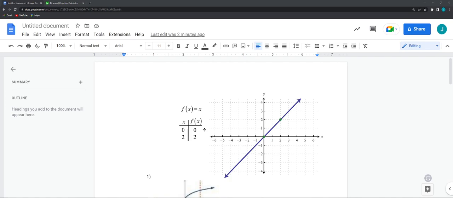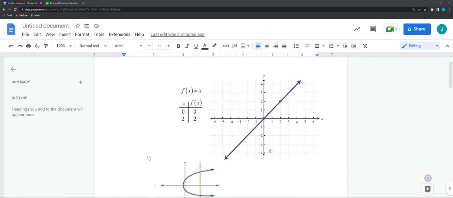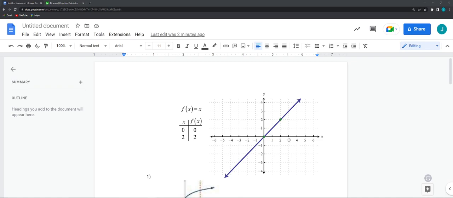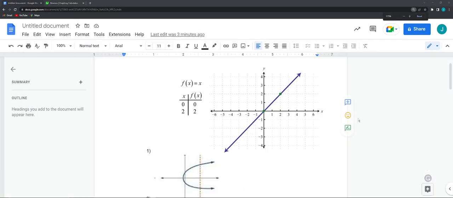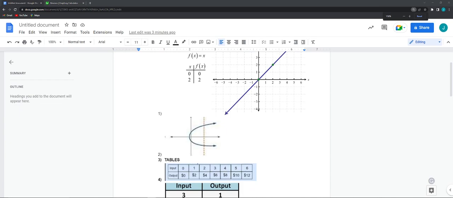So if you only had the input on a graph and you needed to find the output, what you would do is you have the input of 3, and you'd go up or down, however many, to where it would intersect, which here is 3, but it varies per graph.